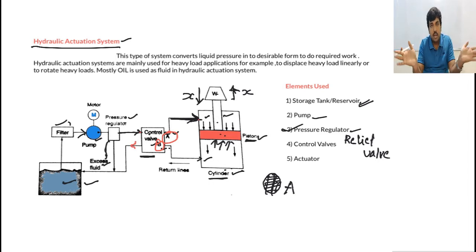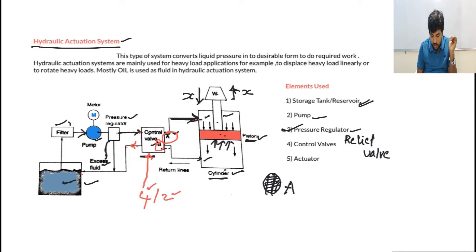So how many channels are connected to the control valve? Four, right? Let me explain this control valve, because this is a very important topic. Four channels are connected: from the pressure regulator, to the tank, above the piston, and below the piston. And it can do two actions. What are those two actions? Either it can move the piston in the upward direction or in the downward direction. Two actions it can do, four ports it has.